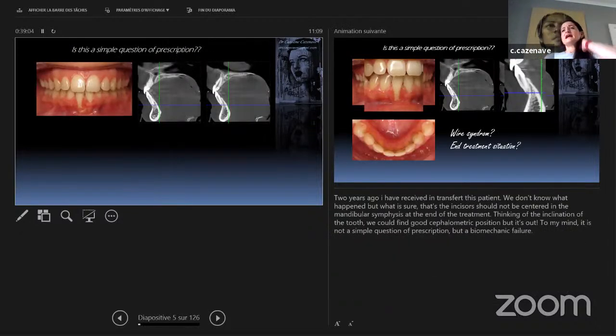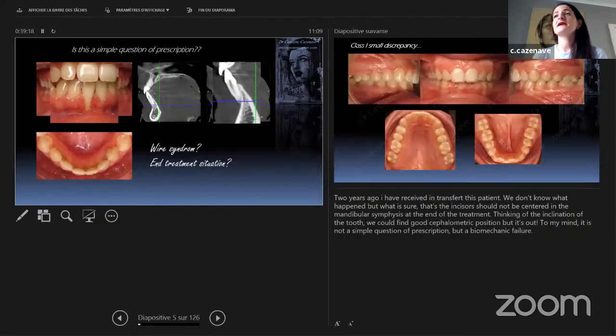Two years ago, I received this transferred patient. We don't know what happened, but what is sure is the incisor should not be off-center from the mandibular symphysis at the end of the treatment. Thinking of the inclination of the tooth, we could find a good cephalometric position, but it's out. To my mind, it is not a simple question of prescription, but a biomechanical failure.